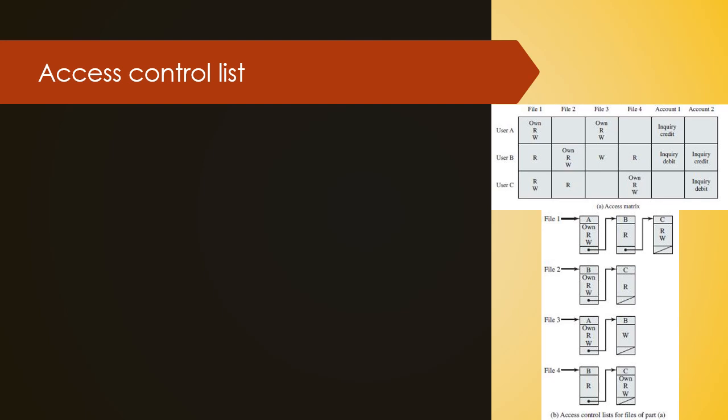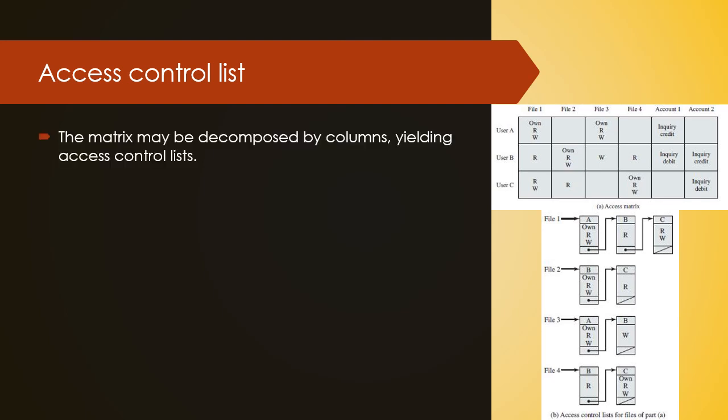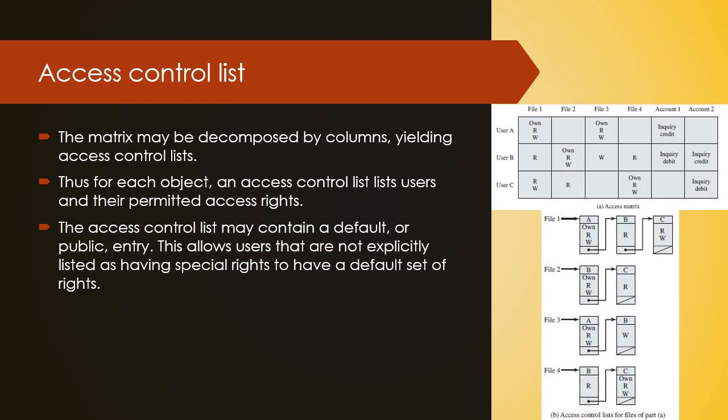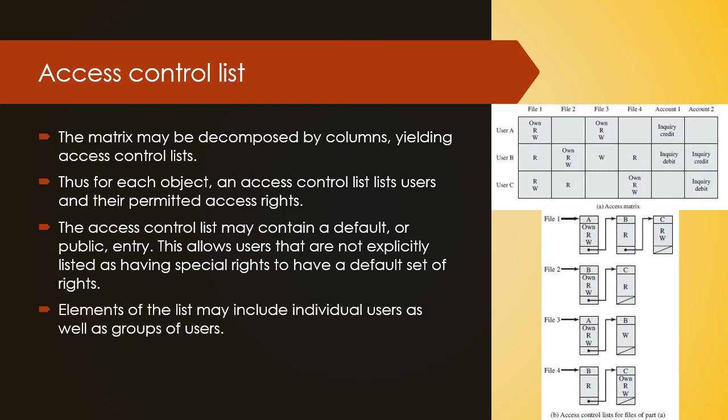Access control list. The matrix may be decomposed by columns, yielding access control lists. Thus, for each object, an access control list lists users and their permitted access rights. The access control list may contain a default or public entry. This allows users that are not explicitly listed as having special rights to have a default set of rights. Elements of the list may include individual users as well as groups of users.